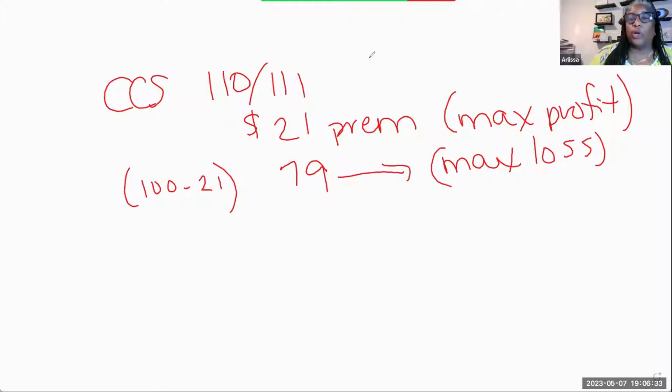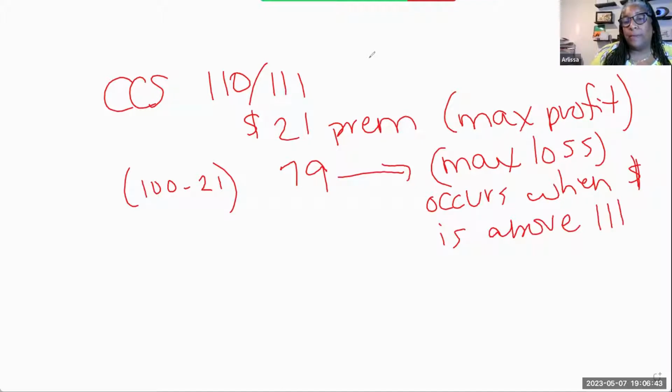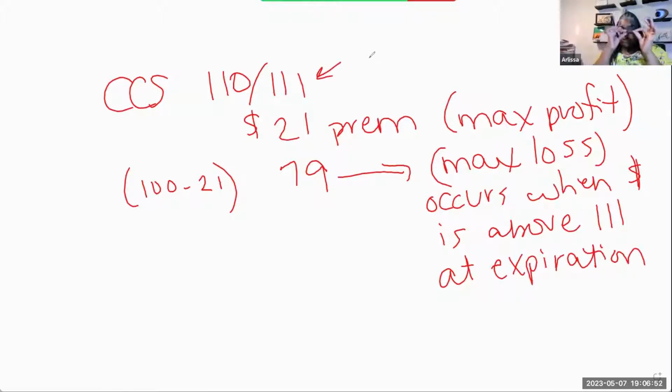And max loss occurs when price is above 111 at expiration. That means price has gone all the way up above your top leg. You had the 111 here. If price goes through the 110, through the 111, and at expiration it is above 111, then you will experience max loss. Basically means the broker will keep the $79, trade will be done, and we'll go on to the next thing.